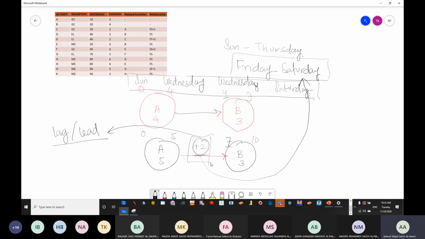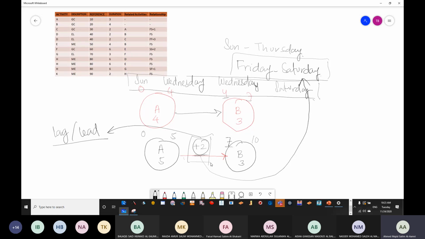Are we clear about the concept of lag and lead? Are we clear about the concept of having the gap? Okay. And we'll learn further how to calculate them.